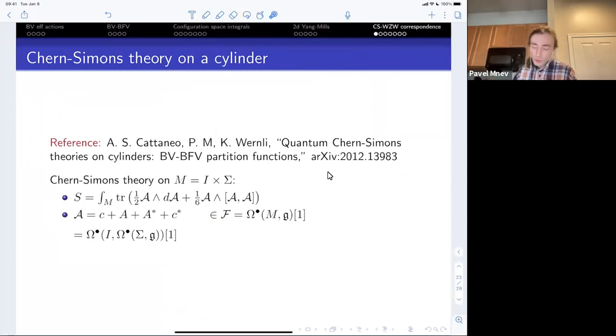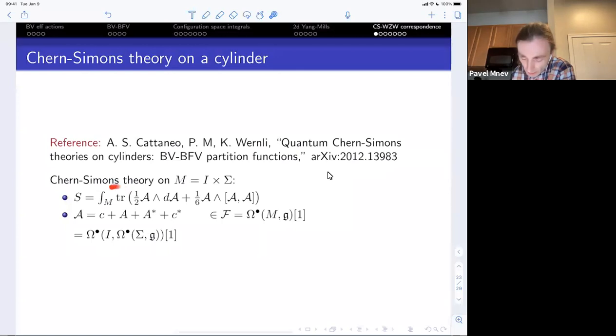which was forced on us by just wanting to calculate perturbatively the answer for even a closed surface of higher genus. And the final thing that I wanted to say is another example of effective BV actions with boundaries, and that's for Chern-Simons theory on a cylinder, an interval across a surface.